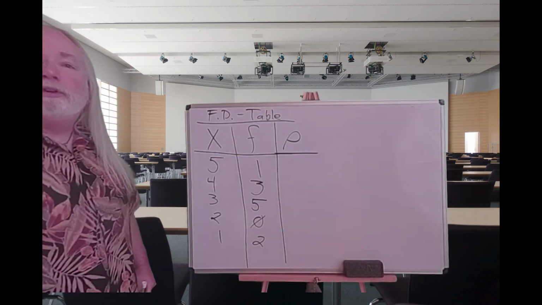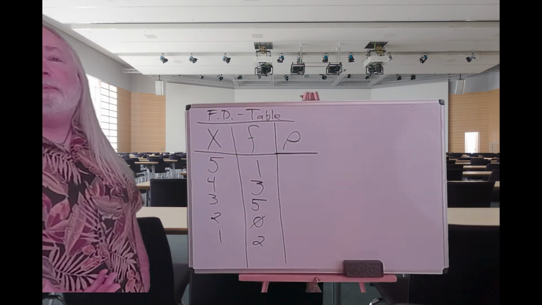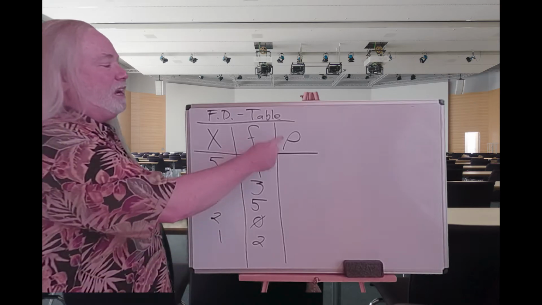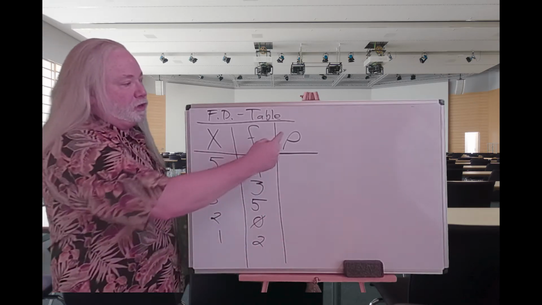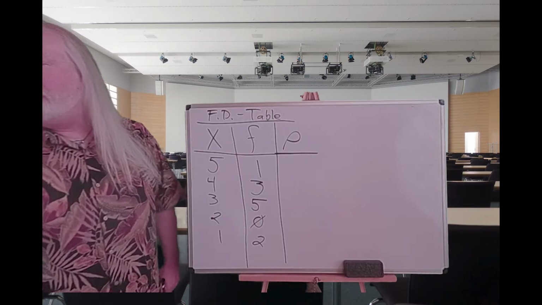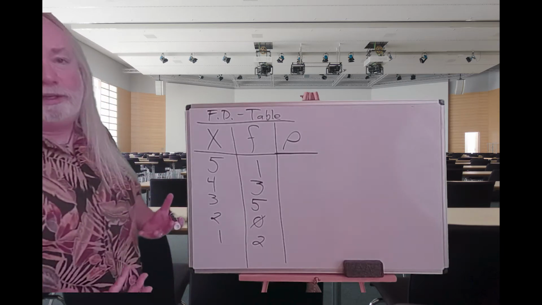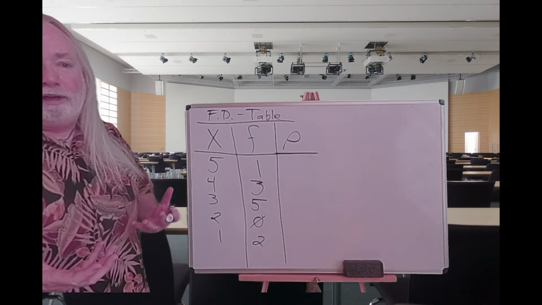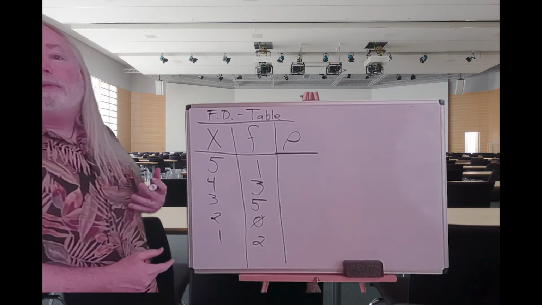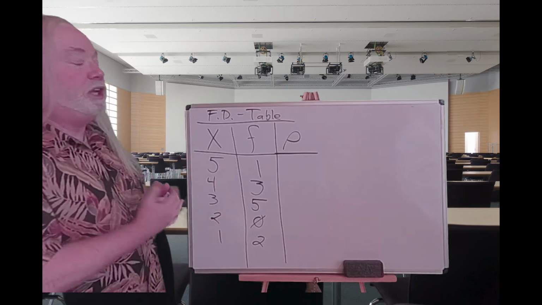Okay, now we're going to further develop our frequency distribution table. I've added a column here for proportion. There's our P for proportion. And remember, that's telling us what fraction or what part of each score is associated with the total score.